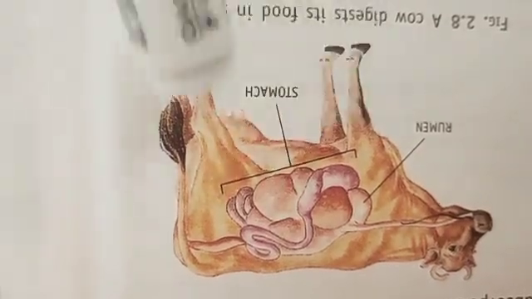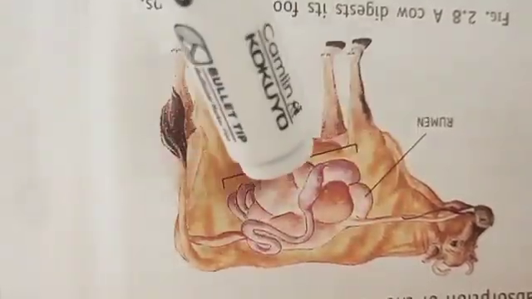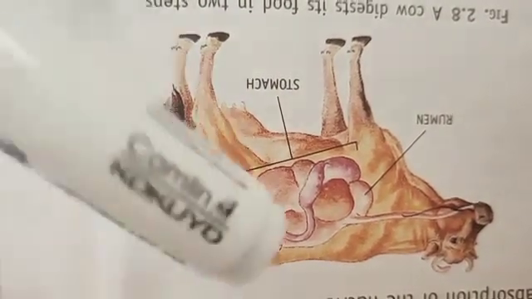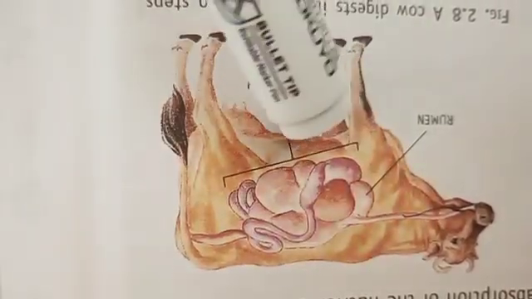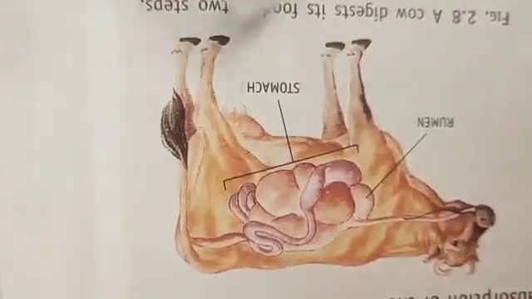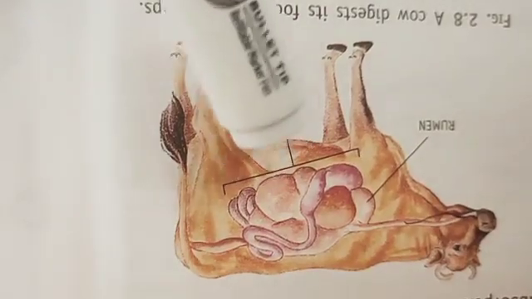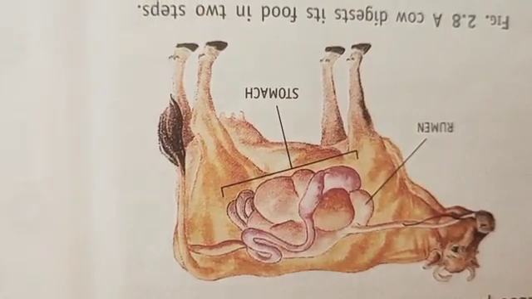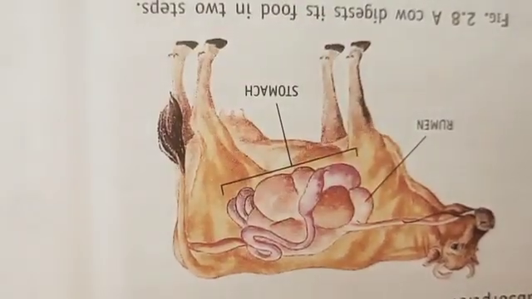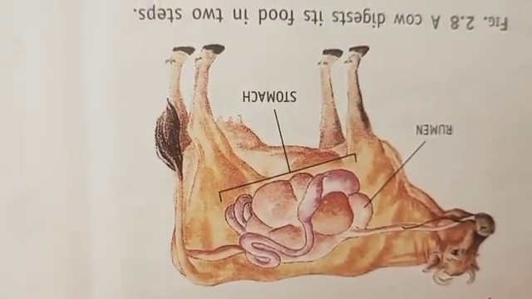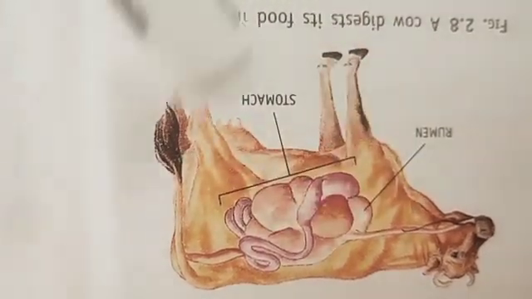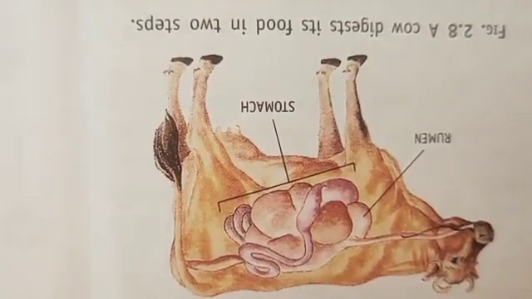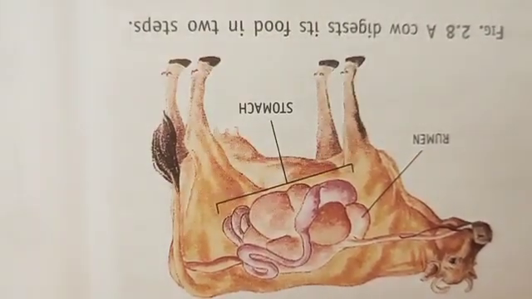Students, in this figure, you will see a cow digesting its food in two steps. These cows or grass-eating animals are called ruminants. Why are they called ruminants? Because they have a special type of stomach. So they are called ruminants.